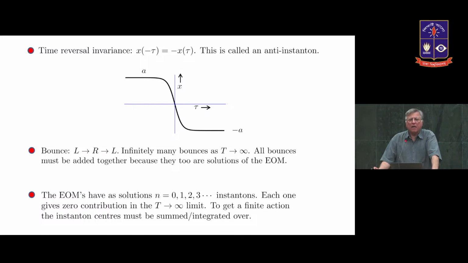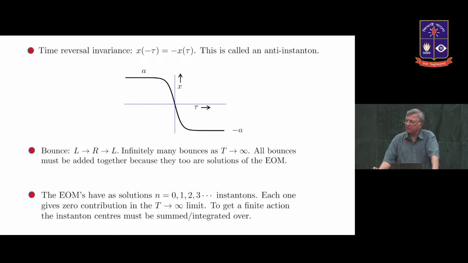Now, because of time translational invariance of the equations of motion, you don't know when a particular instanton is going to start and when it's going to arrive at the other peak. So there's randomness over here, and so you have to integrate over all possibilities.